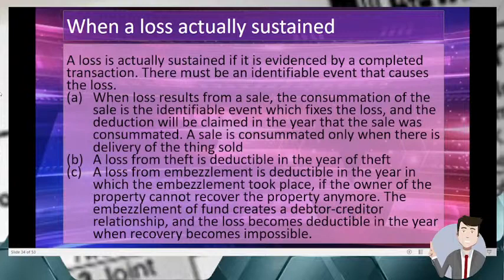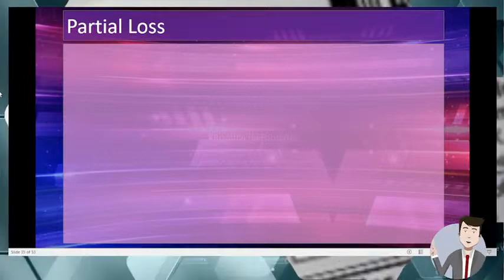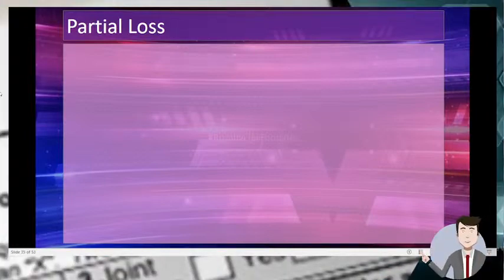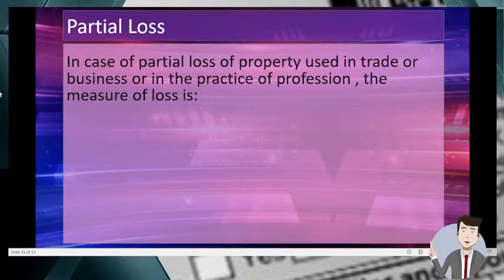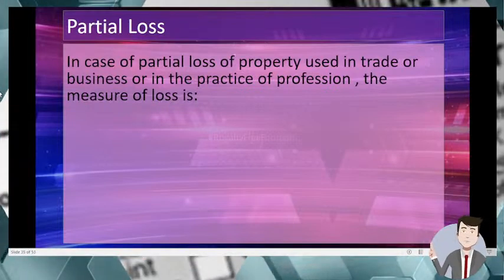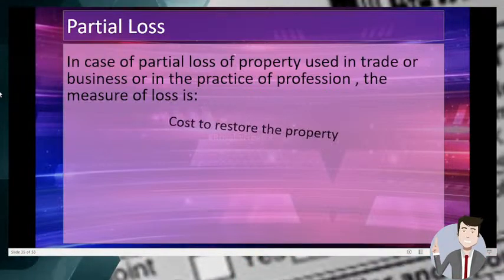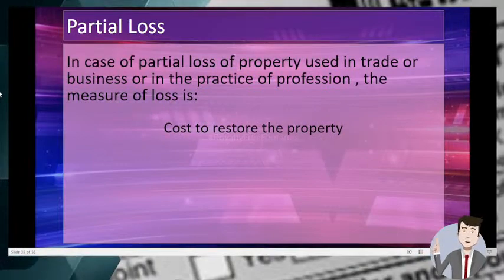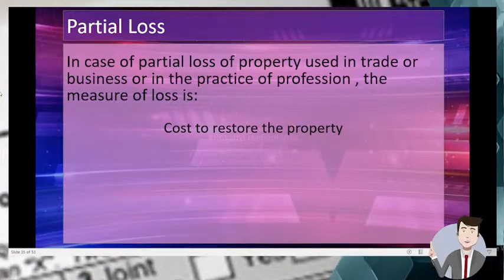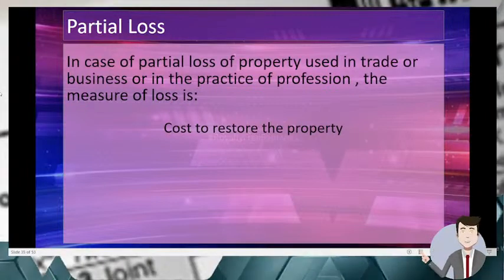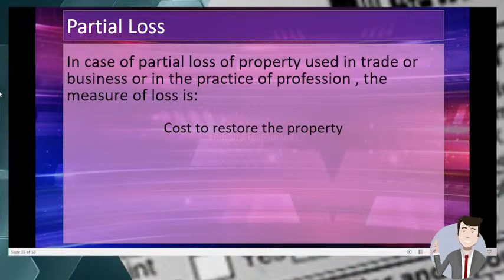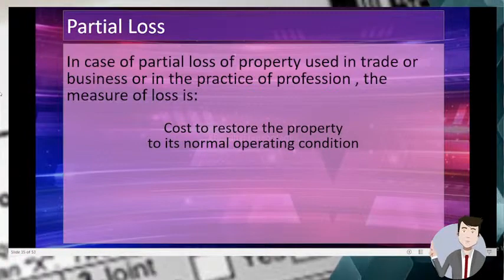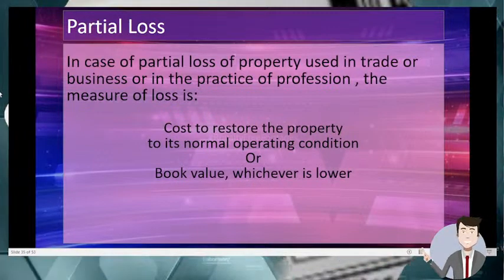So that is, next is partial loss. When we say partial loss, in a case of partial loss of property used in trade or business or in the practice of profession, the measure of loss is the cost to restore the property. So if the property is partially damaged, how much money will the company pay in order to restore the property to its original operating condition? Okay? To its normal operating condition, or book value, whichever is lower.